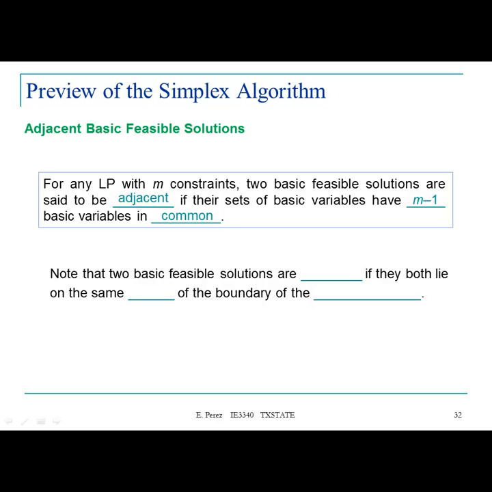Note that two basic feasible solutions are adjacent if they both lie on the same edge of the boundary of the feasible region. Okay, so that's what I just explained. So they are somehow connected with one of the constraints. And that is important when you start searching for the optimal solution, because you can start moving in the right direction to find your optimal solution. So if you move in this direction and you're improving your objective function, then you can keep moving in this direction. You don't want to go back, and so on.